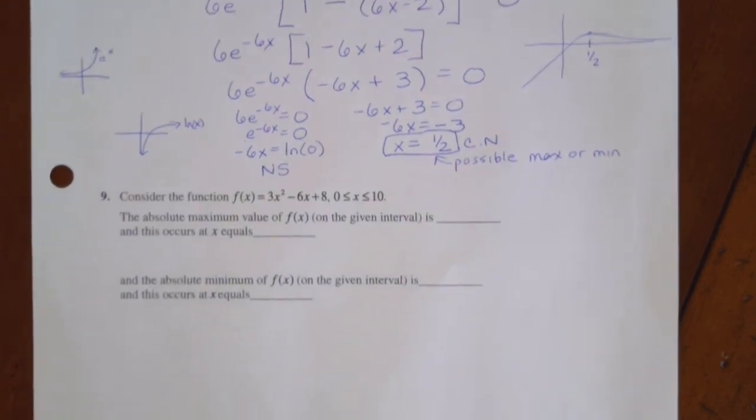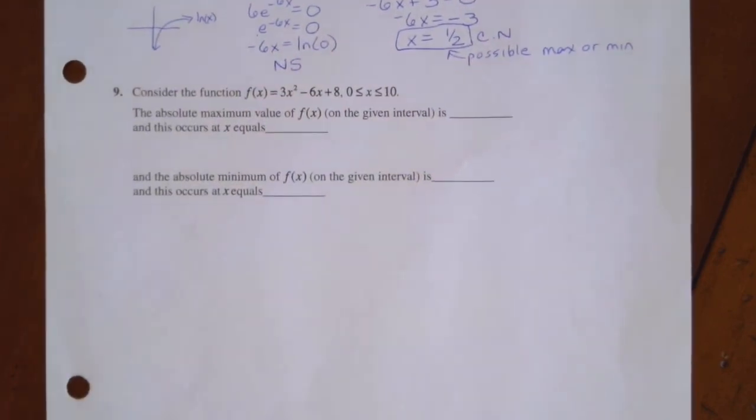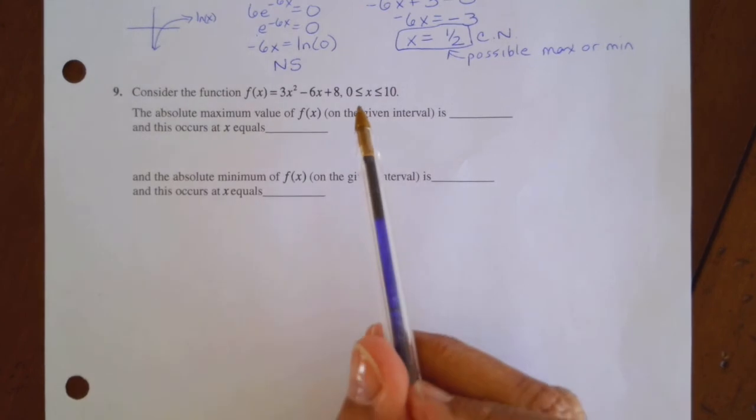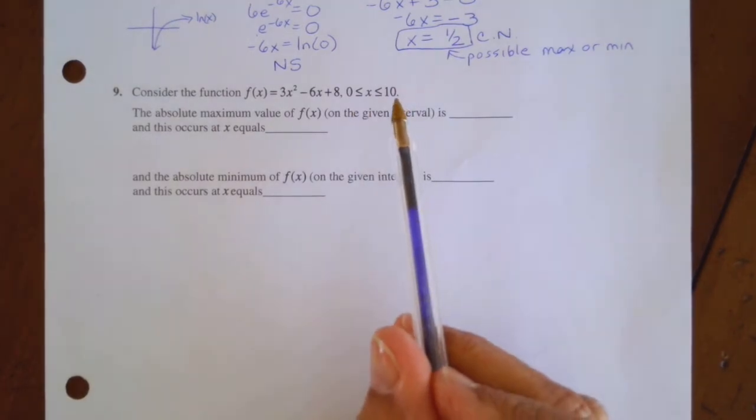All right, let's look at number 9. So this one now we're going to use that very last definition that we had on the first 2 pages on how to find our absolute max and absolute min values, okay? Dr. Taylor did one of these with you on the intro video, so we're going to do this one. So pay attention to the fact that they're giving you this function, 3x squared minus 6x plus 8, on a closed interval between 0 and 10, okay?